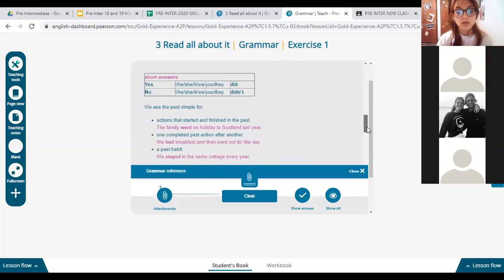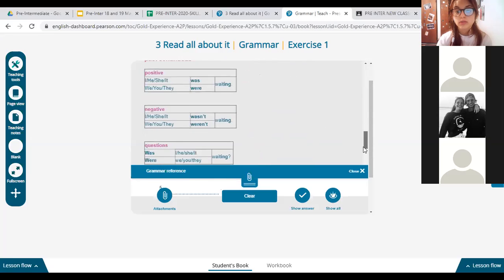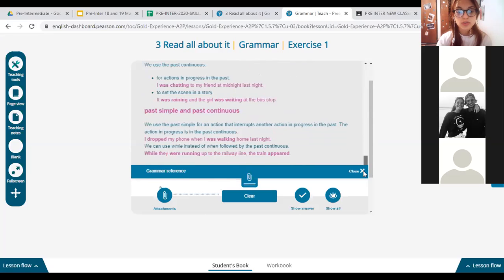Muy bien, acá tienen todo, para cuándo lo usamos, el pasado continuo, cómo se forma, cómo se usa, and this is when to use them together. So we use the past simple for an action that interrupts another action in progress in the past. And I want you to take a look at this. We can use while instead of when, followed by the past continuous. When we want to talk about two actions that happened in the past, for example, I dropped my phone when I was walking last night.